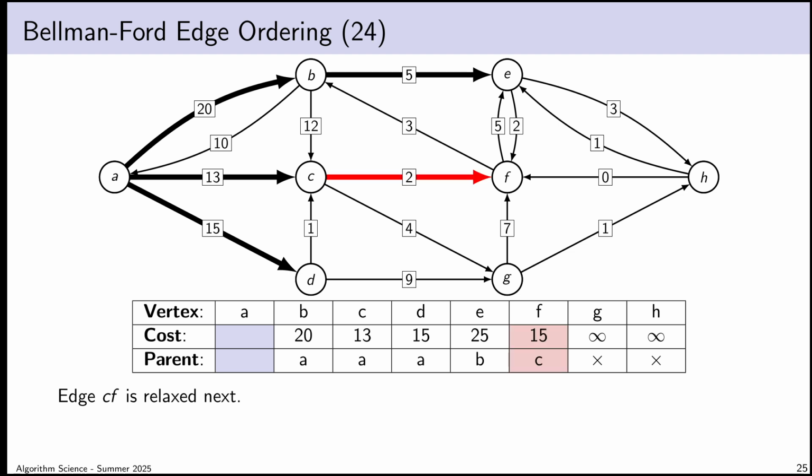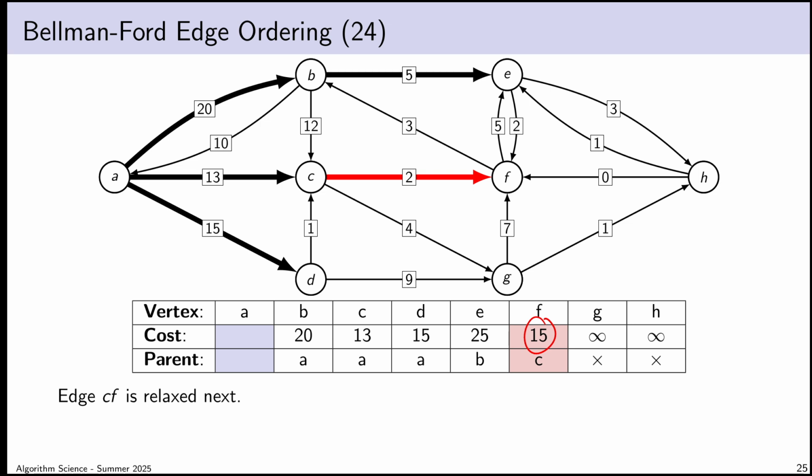So I relax edge CF, and sure enough, F is now in the tree with cost 15, which we happen to know from earlier is in fact the minimum cost. And that's how we know that vertex F will never have a lower cost. The cost won't change after this. It's going to stay at this minimum number. Okay, so I just relaxed edge CF.